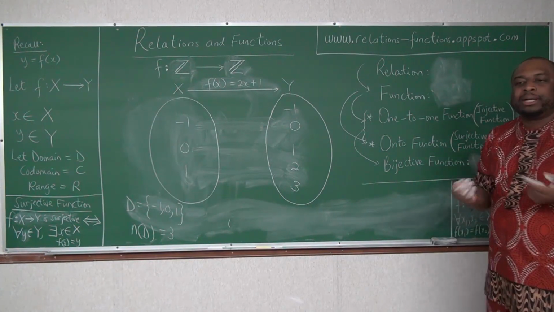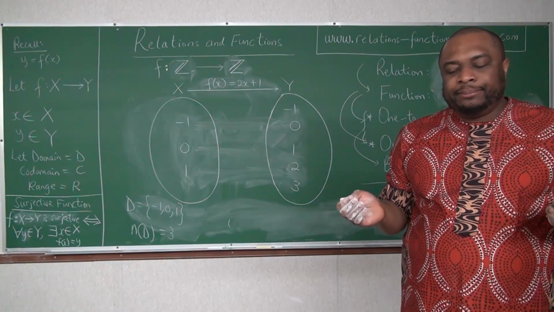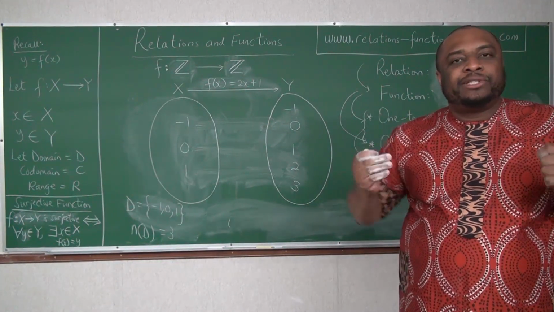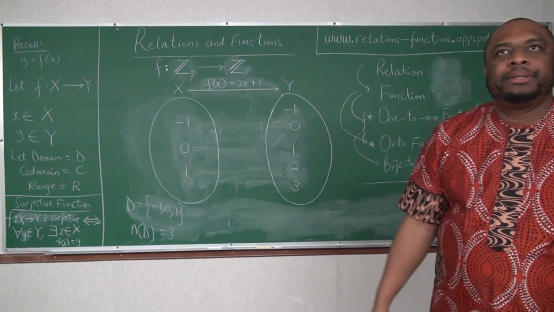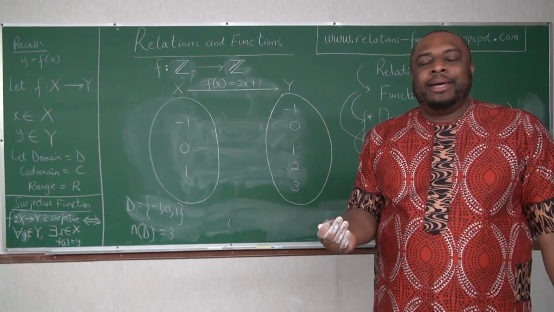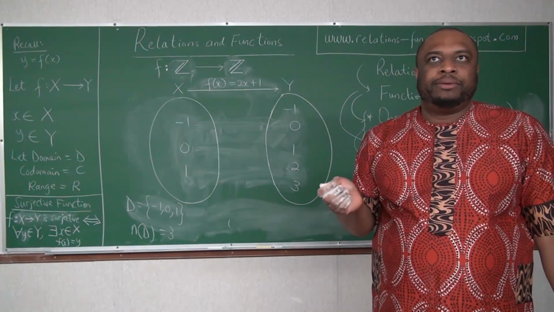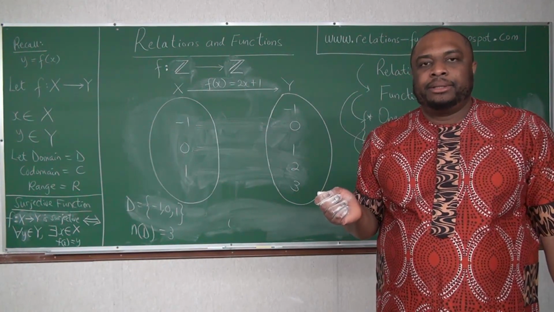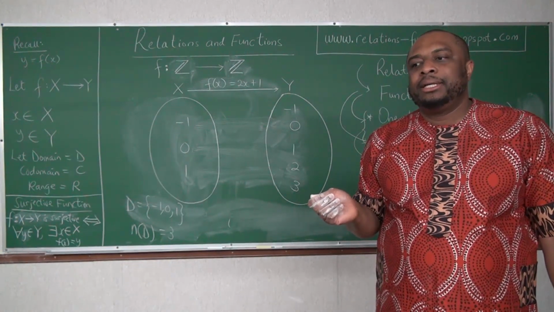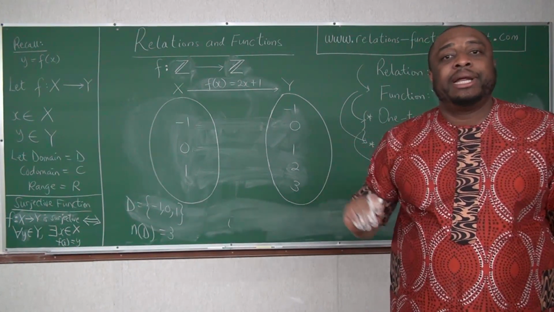Now with one-to-one, you can say every student has a student ID. Every student has a unique student ID. You don't have two students having the same ID, right? Identity number. So every student has a student ID number, a unique student ID number.